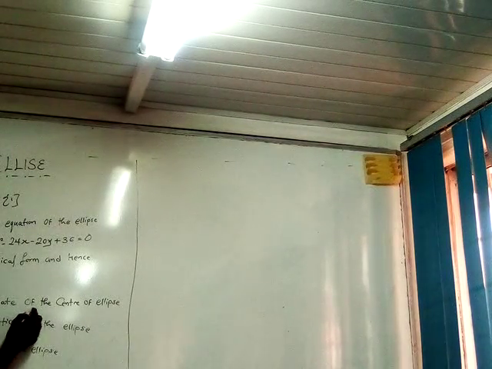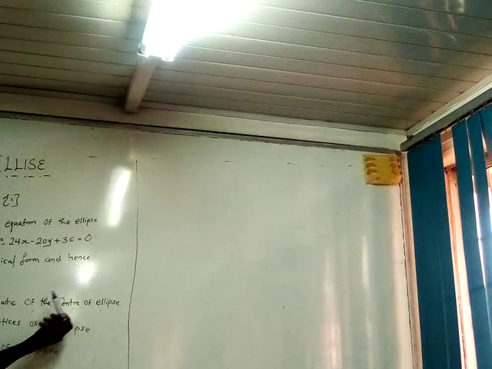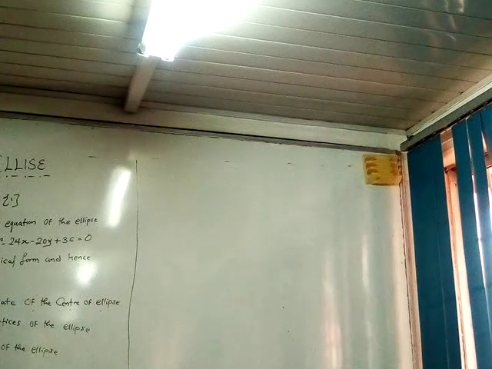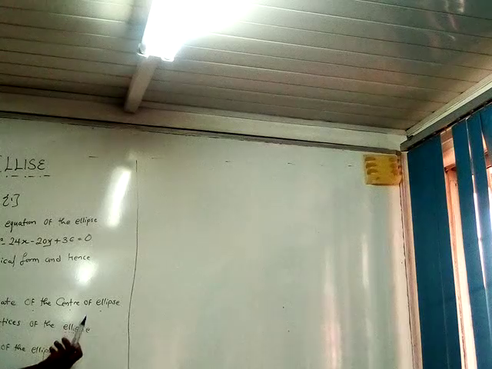Question number 1, Roman figure 1: find the coordinate of the center of the ellipse. Then Roman figure 2: the 4 vertices of the ellipse. Question number 3: the 2 foci of the ellipse. So how are we going to solve this question?